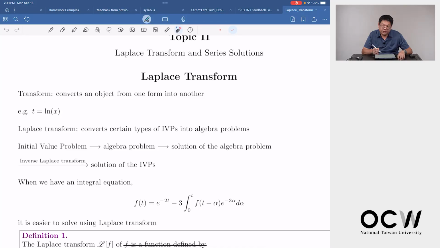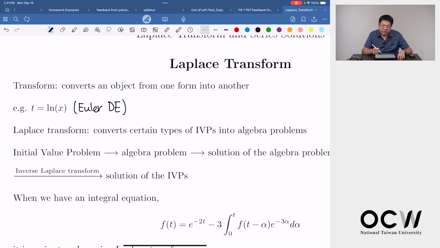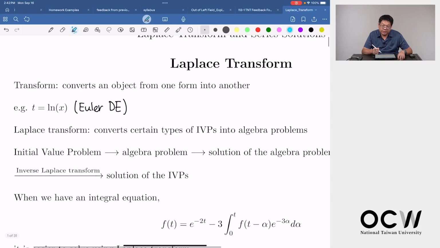Transform means I convert an object from one form to another form. For example, like changing variables. When we talk about the Euler differential equation, we let t equals natural log x. So this is the Euler differential equation. Remember, why do we use the Euler differential equation? Because later on, we will have a constant coefficient linear differential equation.